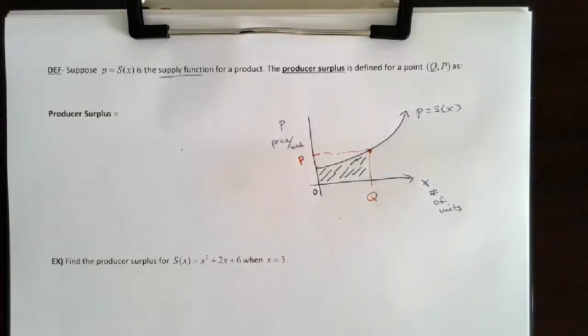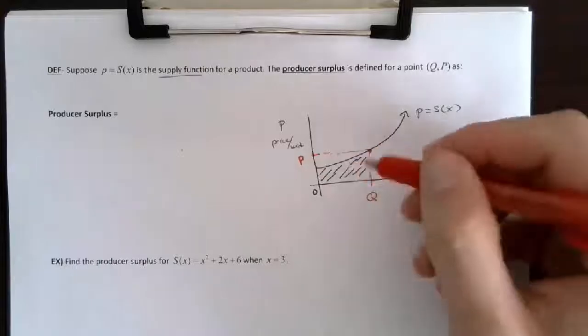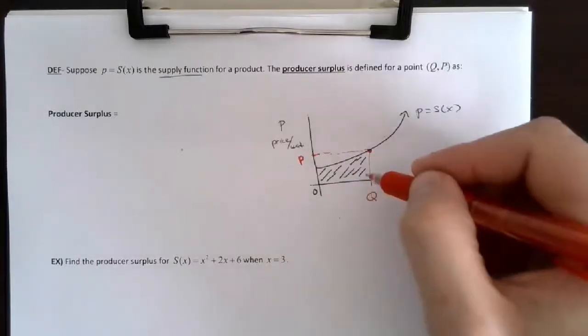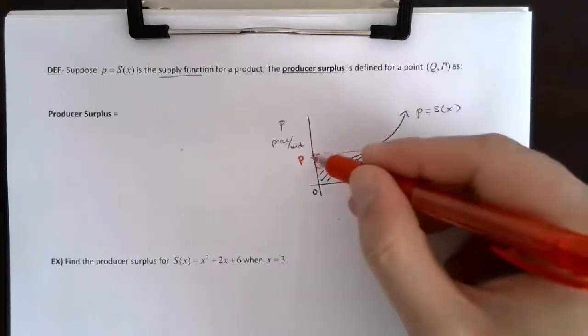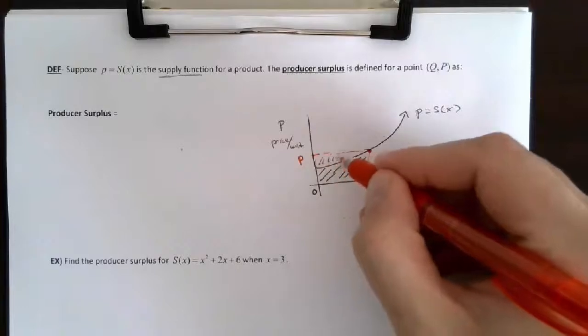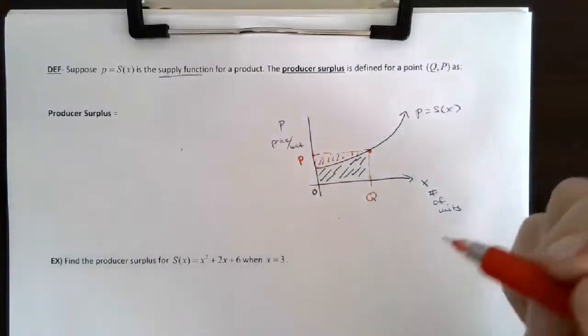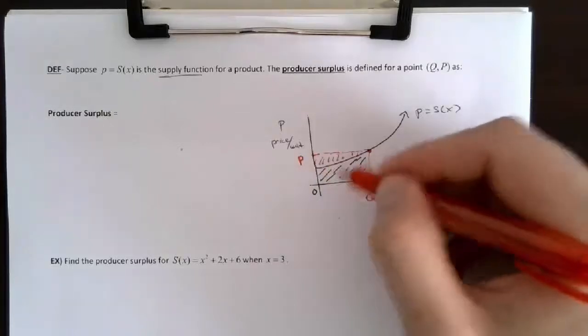But what happens here is that when you charge a quantity Q at a price P per unit, you're actually making the area of the rectangle. Q times P will give you the price, the number of units times the price per unit. So number of units sold times the price per unit will give you this area up here. Actually, it'll give you the whole area.